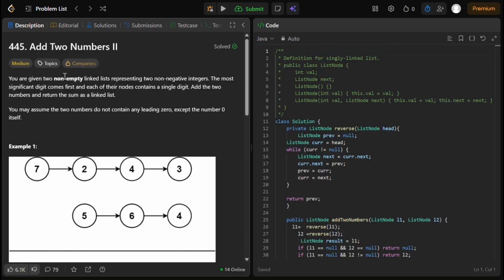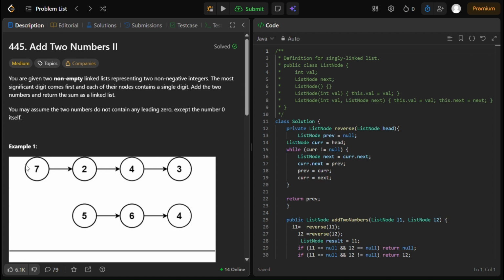You are given two non-empty linked lists representing two non-negative integers. The most significant digit comes first and each of their nodes contains a single digit. Add the two numbers and return the sum as a linked list. That means we have to keep in mind that they have given two key points here: the most significant digit comes first, and each node contains a single digit.